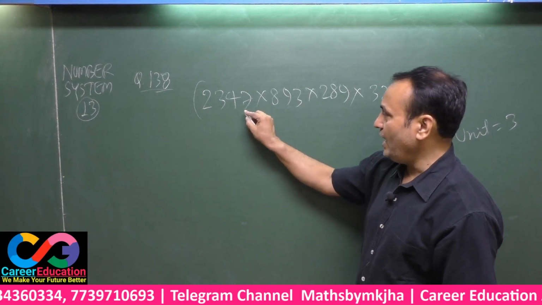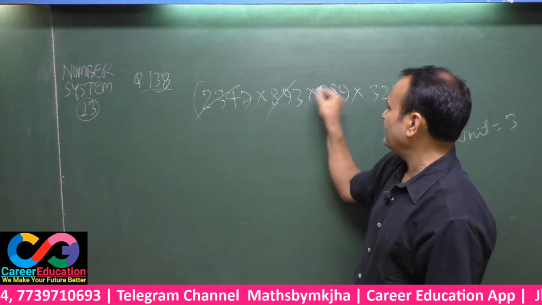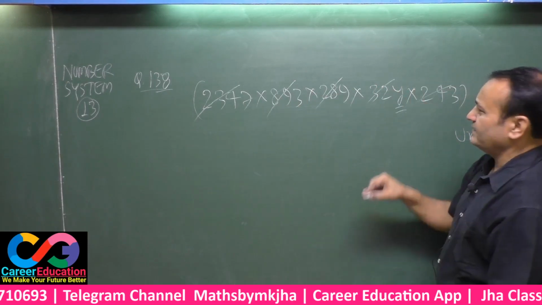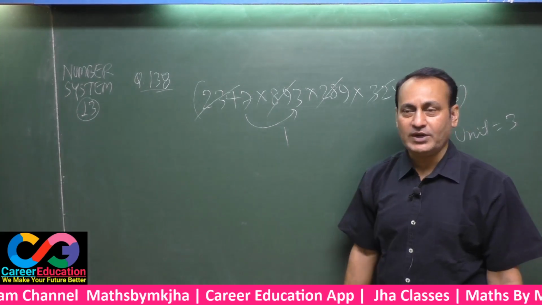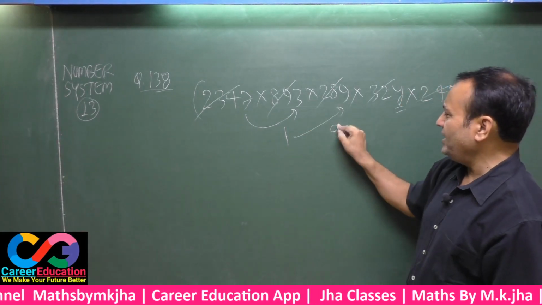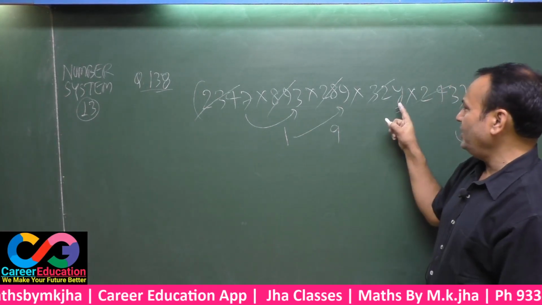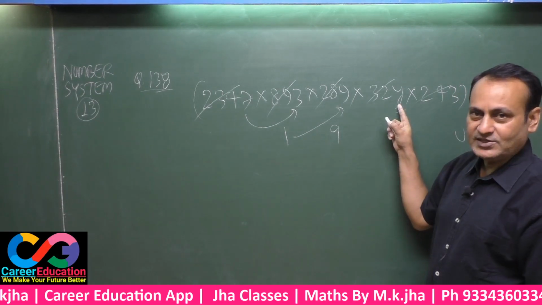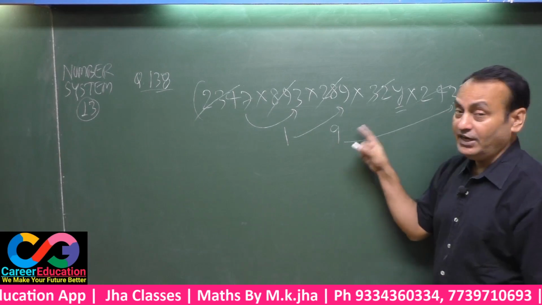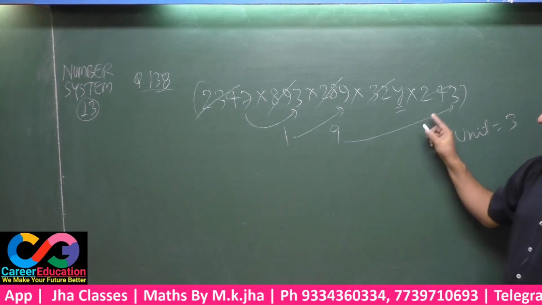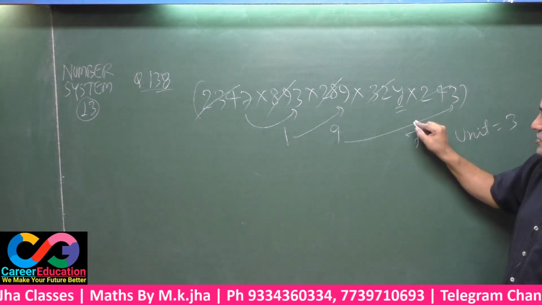That means you have to point out here. See, 7 into 3 is 21, unit is 1. 1 into 9 is 9, unit is 9. 9 into y, you can't answer exactly, it is 9y only. That means you should go here. 9 into 3 first. 9 threes are 27, unit is 7.